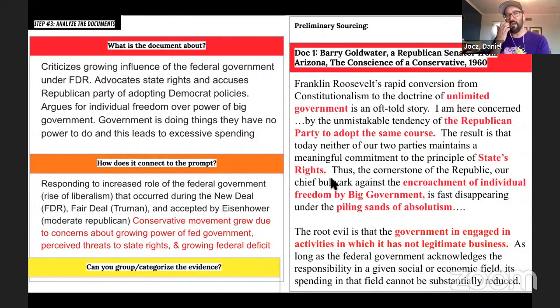And that's where I start kind of thinking. And I'm going to show you what this is in an essay. But if this was the only document that I had, I might say he's responding to the increased role of the federal government, a rise of liberalism that occurred during the New Deal, FDR, Fair Deal, Truman, and accepted by Eisenhower, a moderate Republican. The conservative movement grew due to concerns about the growing power of federal government, perceived threats to state powers, and the growing federal deficit. So that's really my argument that I'm seeing in here.